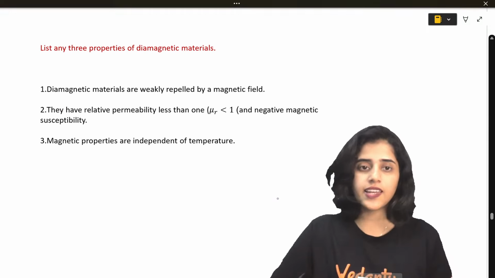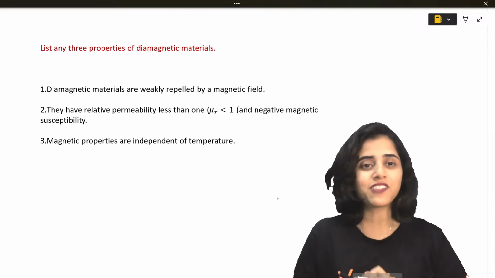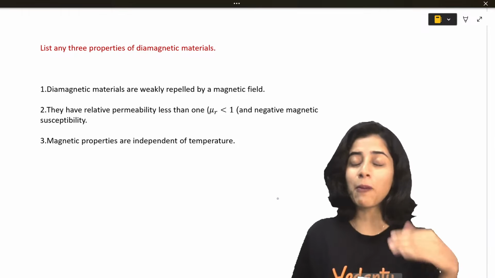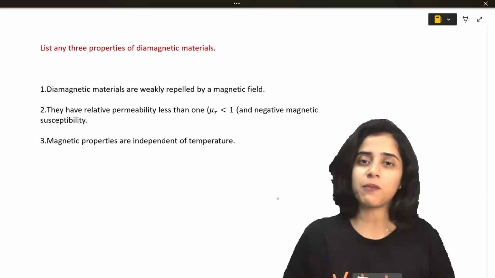Next, list any three properties of diamagnetic material. Weakly repelled by magnetic field, have relative permeability less than 1. Their magnetic properties are independent of temperature.